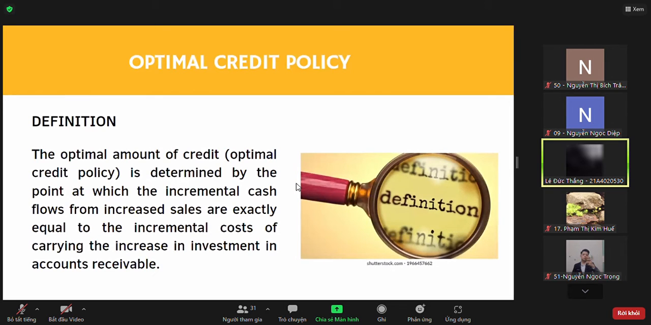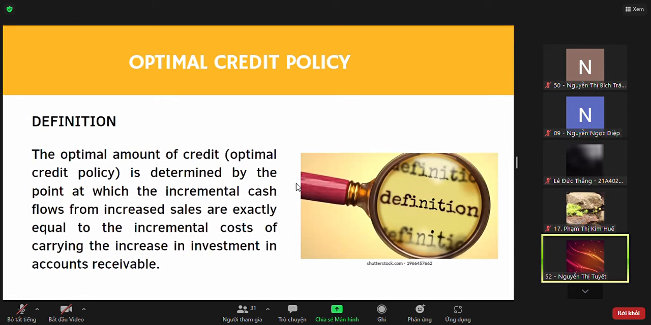So we will move to the optimal credit policy. Now we are discussing the optimal credit policy. In principle, the optimal amount of credit is determined by the point at which the incremental cash flow from increased sales is exactly equal to the incremental cost of carrying the increase in investment in accounts receivable.